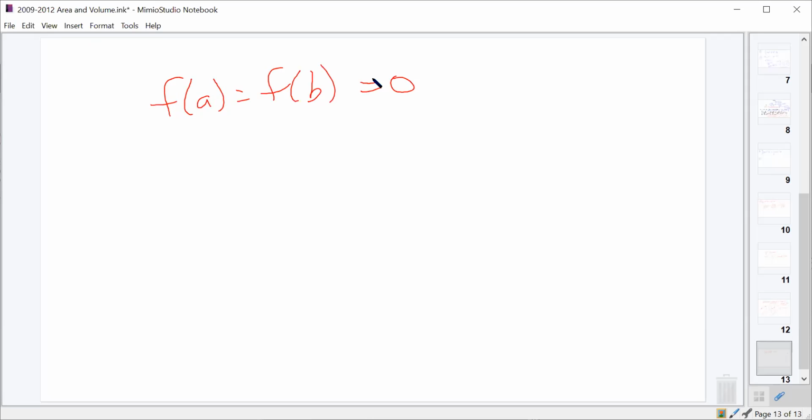Let's see. So choice A says that f of x must be identically 0. Well, that just means f of x is the function y equals 0. It's just the x-axis. If f of A and f of B are both 0, that does not tell you that it's always got to be 0. Right? Clearly, the function could do other things.